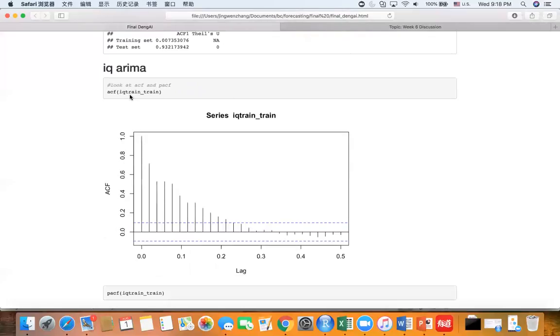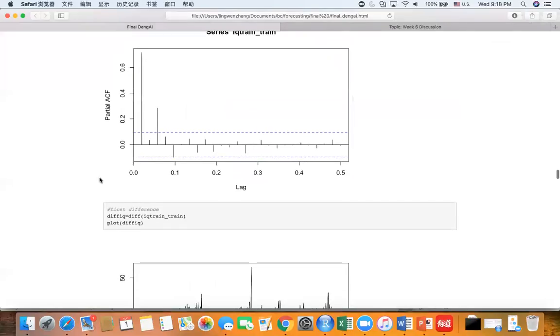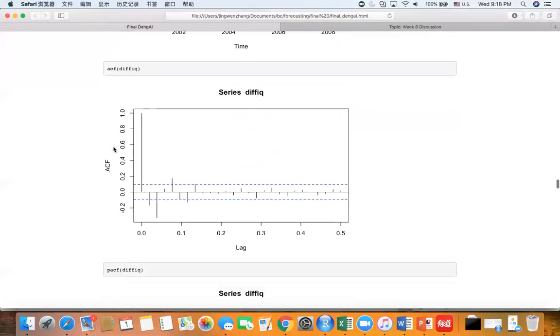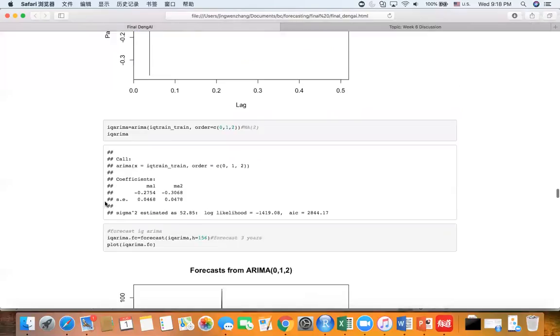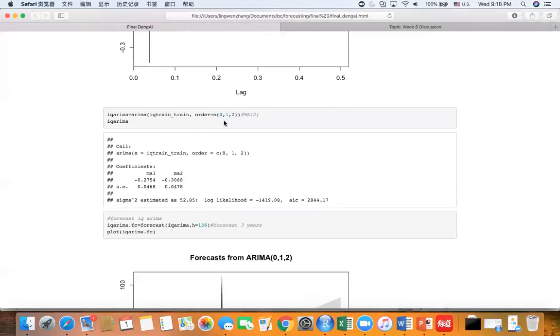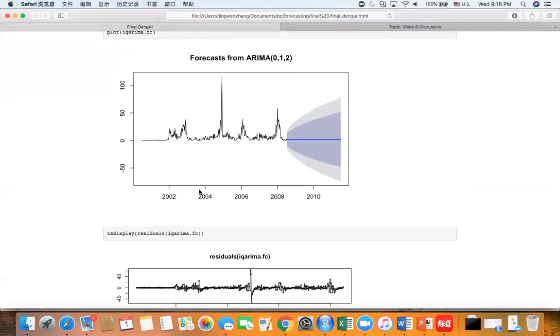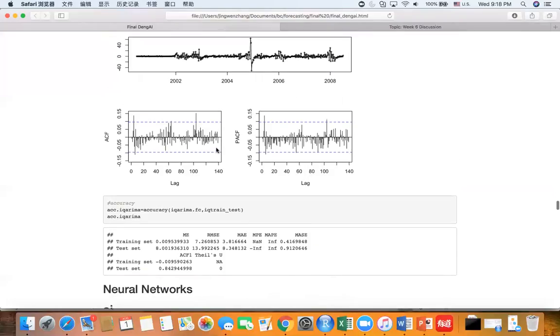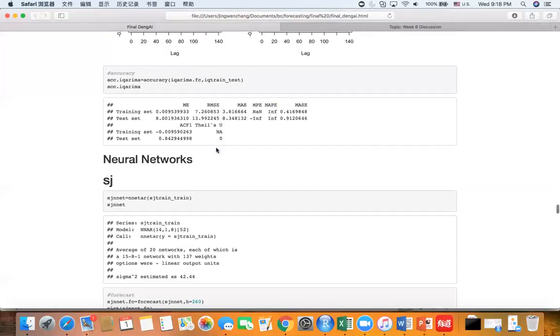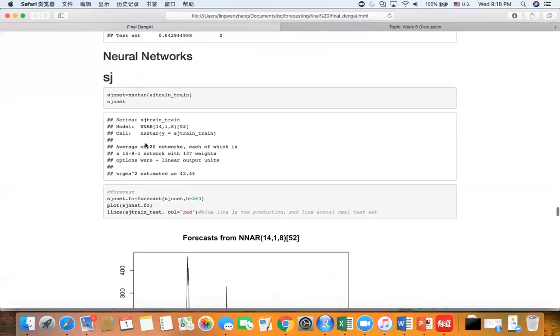And I'm going to just do it again for the IQ. Again, for ARIMA, and then differences, and it seems like it's an MA2, and then the order is 0, 1, 2. So I'm going to use that. And this is a forecasting graph. So it just looks like a straight line, not very good to me, and check the residuals, make sure everything is okay. And then the next model I use is neural networks.